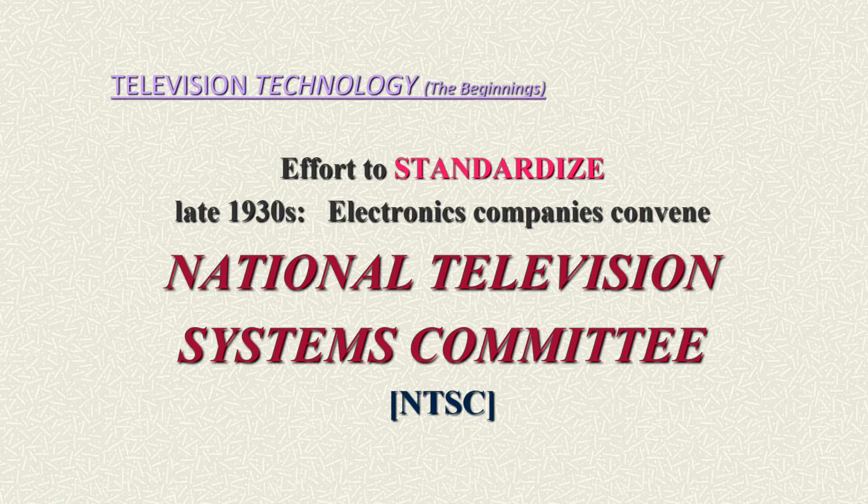In order to determine how things would be standardized, a committee was formed called the National Television Systems Committee. This committee was formed in the 1930s, and the idea was for technology companies: what would be the standards for this technology? What would be the signal's frequency? What types of cameras would need to be made, and then what type of receivers, televisions, would need to be made? What were the standards for all of this technology?